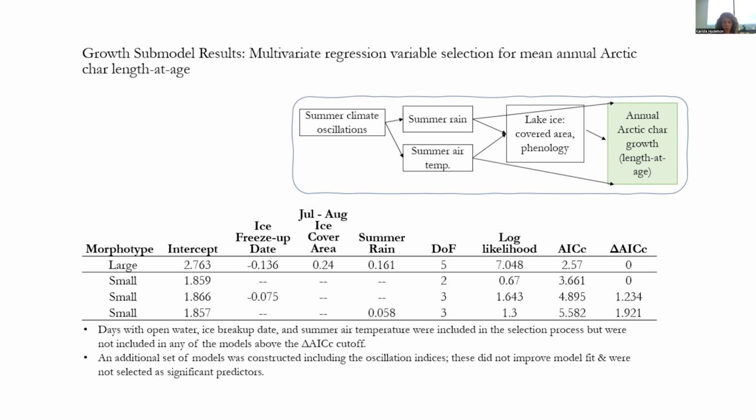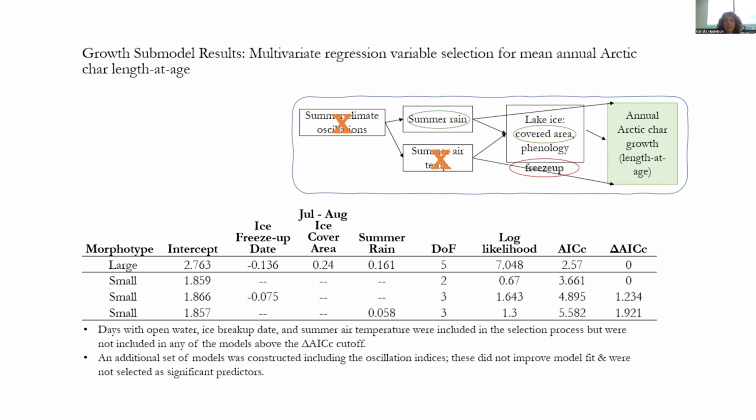So for our large morphotype, we just have the one. And I will walk you through how to read this table as well. I'm adding some circles and X's up on this schematic. The green indicates a positive relationship. So an increase in summer rain leading to an increase in char growth. And we see that also for the ice-free area in the summer. And then the red circle indicates that later freeze up had a negative effect on the char growth.